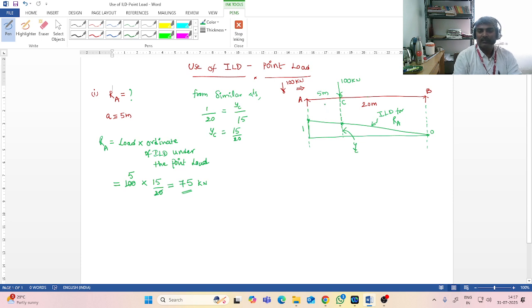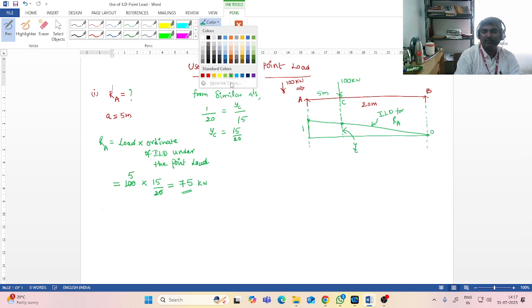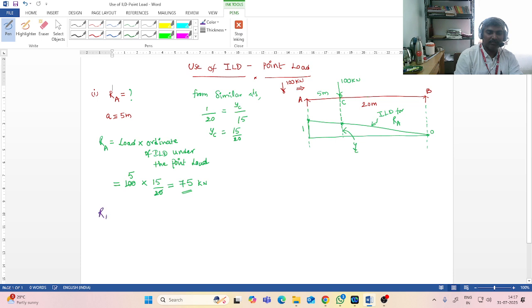Same question you can even solve by the equilibrium concept also. When you have a simply supported beam, there is a point load 5 meters from the left end, 100 kilonewton load. What is the reaction at A? So you can match the solution. Similarly, if I am interested in the RB value, let us calculate the RB value for the same position of the load.